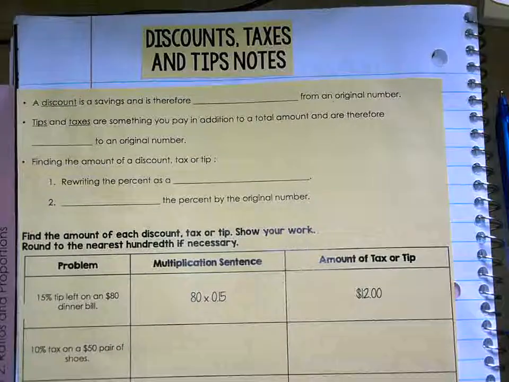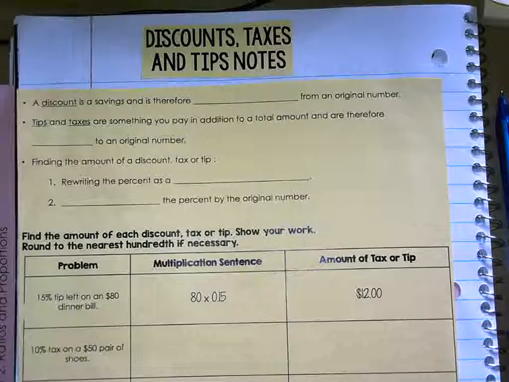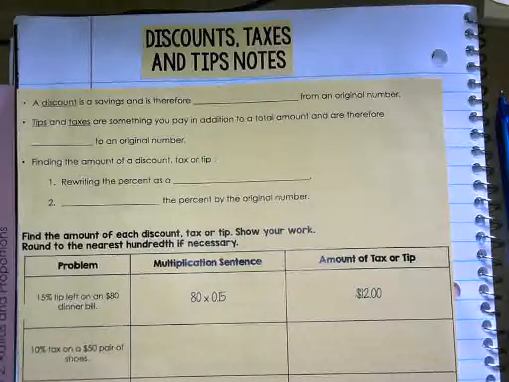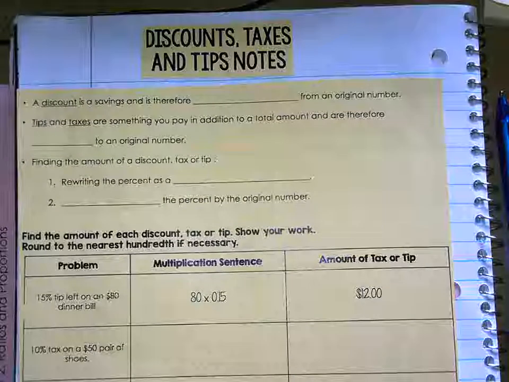Okay, so today we are going to talk about discounts, taxes, and tips. This is something you will use all the time in the real world. What discounts you get, taxes are on everything, and when you need a tip at restaurants, how do people do it? How do you figure it out?